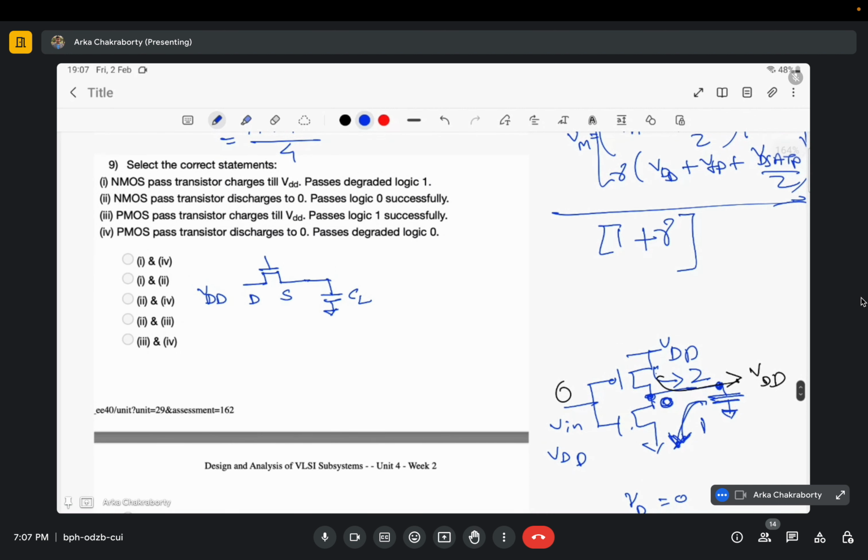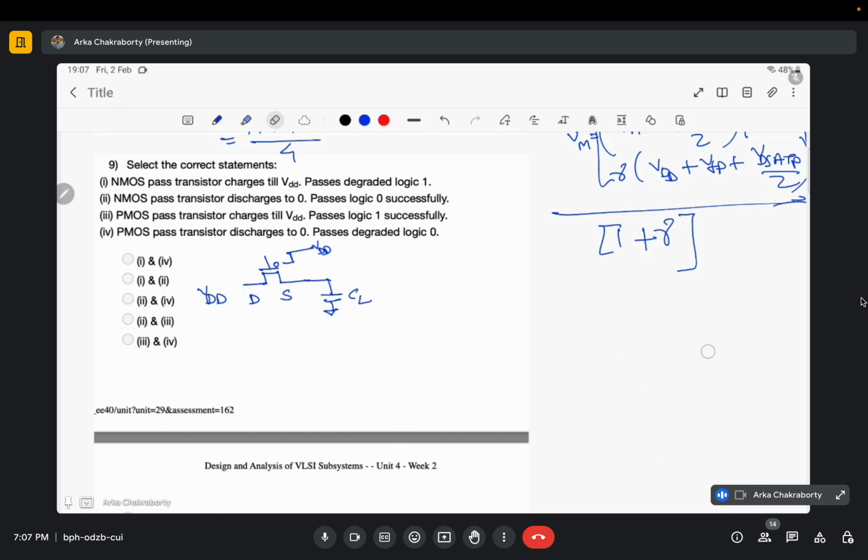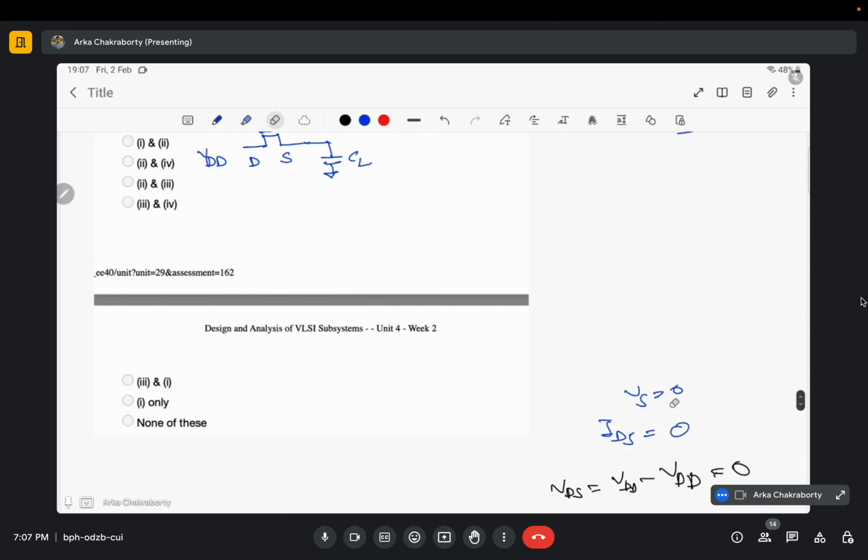Okay, let us look. Say I am applying such a pulse where input was initially 0, then it became VDD. This is not important for you, but this right hand side, I just showed you so that you can think on it.